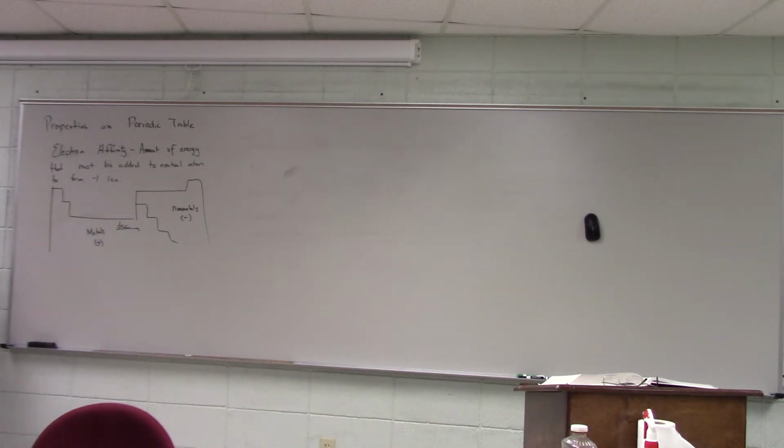Now what about the family? What about the vertical rows? Going down it decreases. Why? You're right, but why? Because it's bigger, so it's more area to play with, more area to stick something, right?